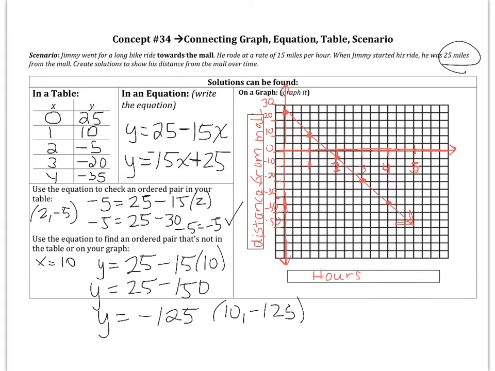You could have different things here, just make sure it works and make sure that you picked something for either x or y, and then write your answer as an ordered pair. So this would mean that after 10 hours I would be 125 miles past the mall.